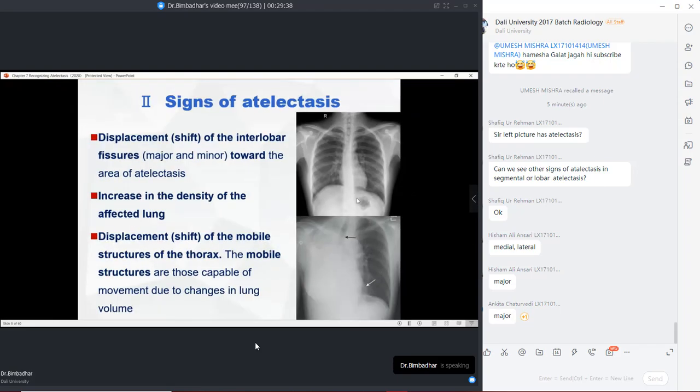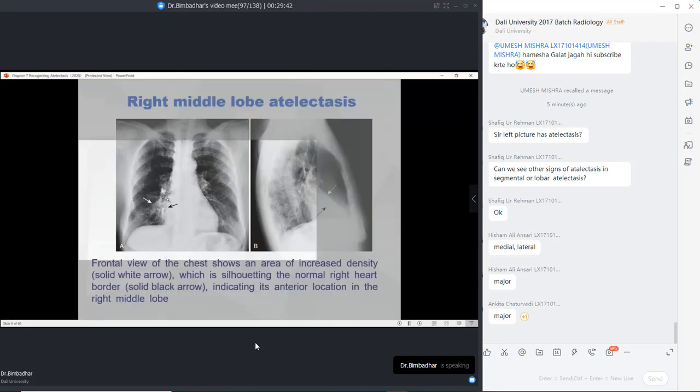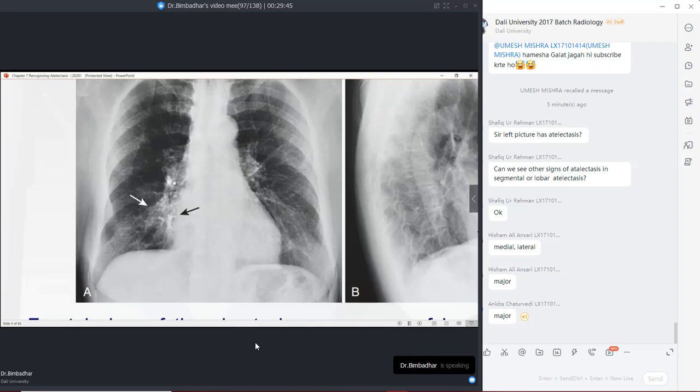But in the other picture, you see here, there is a sudden pulling. The bronchus intermedius has been raised above the level of the pulmonary artery. Did you see it? So this is the secondary sign. And you see here, this is one of the thickenings. There is a very thickened line here. So this is actually the major fissure that has been pulled. Get it? Okay.